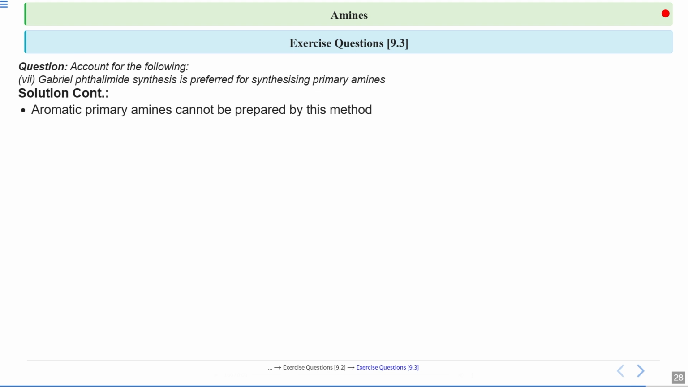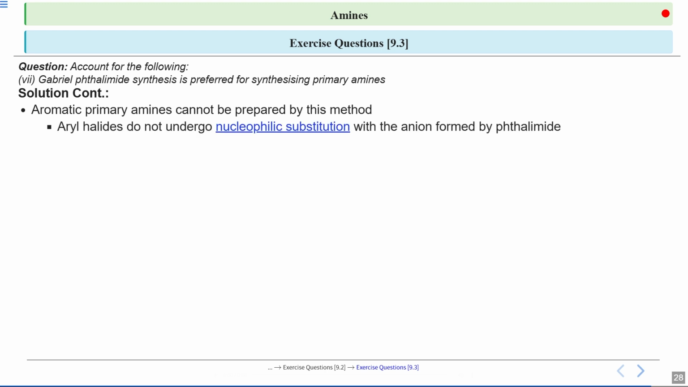Now if we'll see further, aromatic amines cannot be made this way. Okay. So if you'll see, aryl halides don't react with phthalimide ions in nucleophilic substitution, which makes this approach ineffective for such compounds. So aryl halides do not undergo nucleophilic substitution with the anion formed by phthalimide.